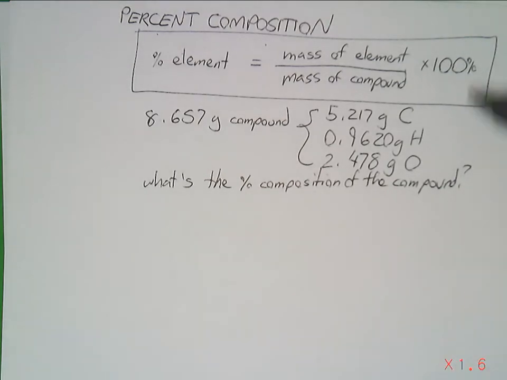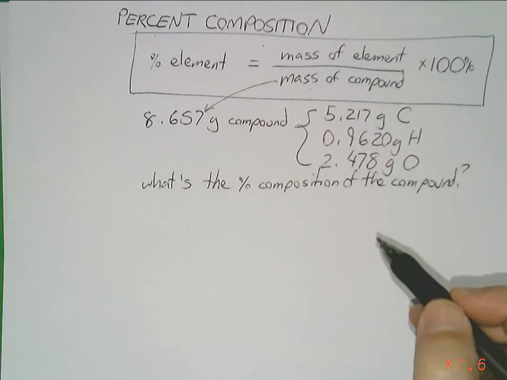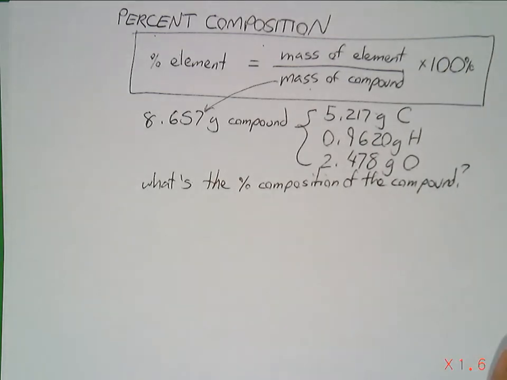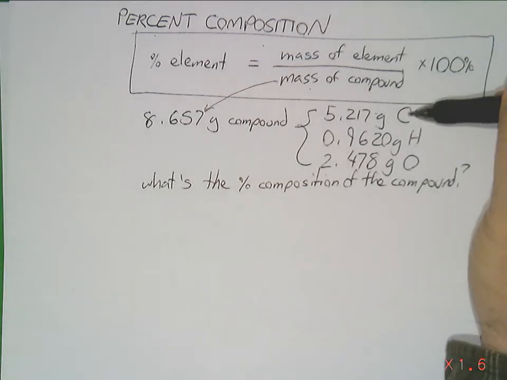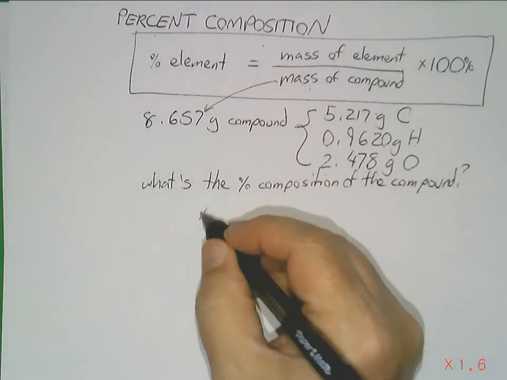Well, I can just use this formula to do it. The mass of the compound is here, and the mass of the element is here. There are 3 different percentages, and I have a check in the end. If these are the only elements in the compound, all the percents that I figure out should add up to 100%. Let's just do the percent carbon, and you try the rest.